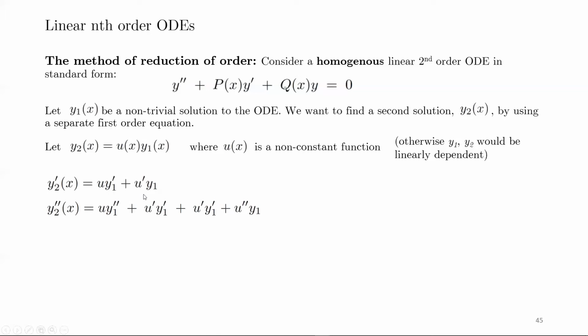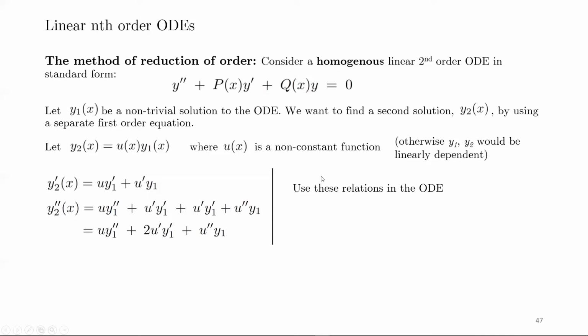Okay, well I can simplify that, of course, because these 2 terms in the middle here are exactly the same, so I'm just going to get 2 of that thing. So y2 double prime is equal to u times y1 double prime plus 2 times u prime y1 prime plus u double prime y1. Okay, so now we're going to take these expressions and we're going to use these in the ODE, in this second order homogeneous linear ODE.